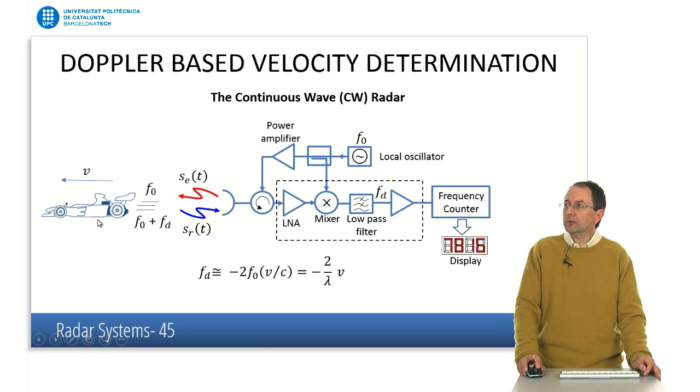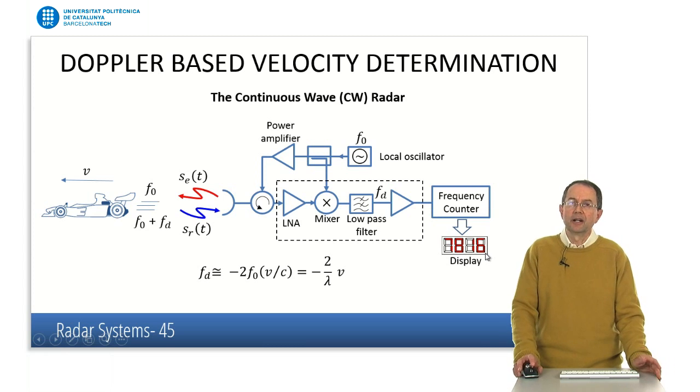If the target moves, the echo has a Doppler shift, which can be obtained with a mixer, which compares the original frequency with the incoming echo frequency here. We obtain the difference, and that's the Doppler frequency. We can amplify, we can analyze the frequency with a frequency counter, and then we obtain the speed of the target. This is what low-enforcement radar on motorways is using nowadays.